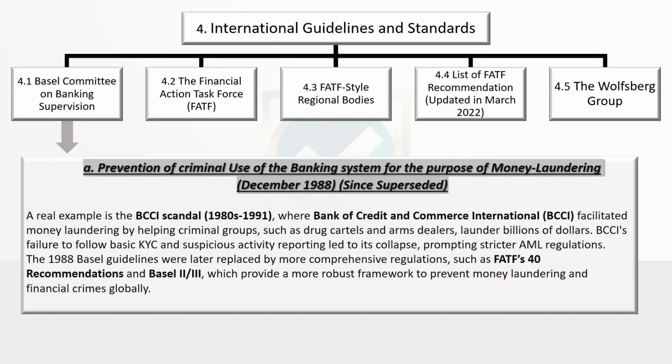How the bank was used. BCCI allowed individuals and entities involved in illegal activities such as arms dealing, drug trafficking, and bribery to conduct transactions through the bank. It provided secret accounts, helped launder billions of dollars, and facilitated illicit international financial transactions, often bypassing regulatory oversight.